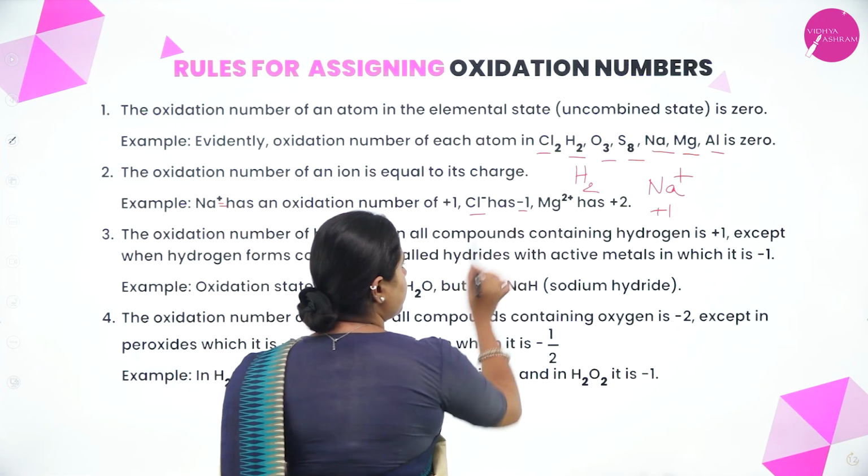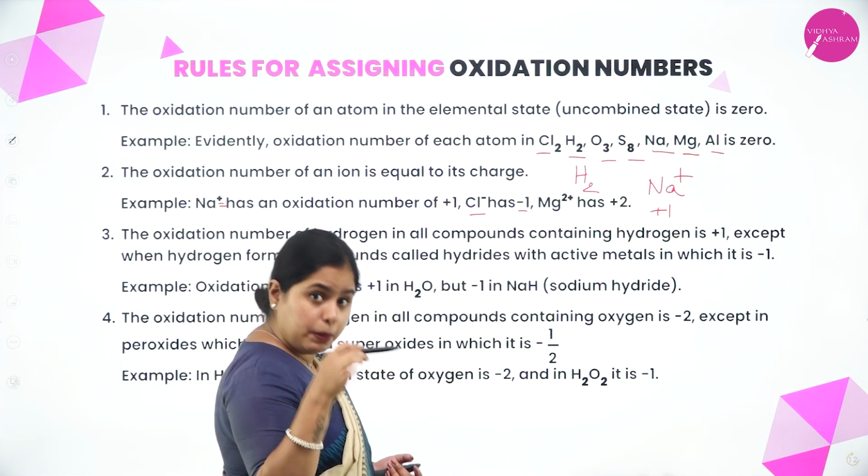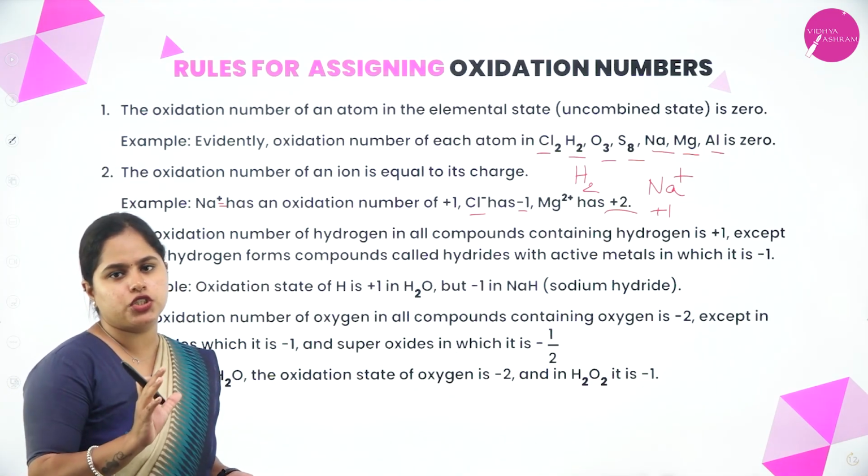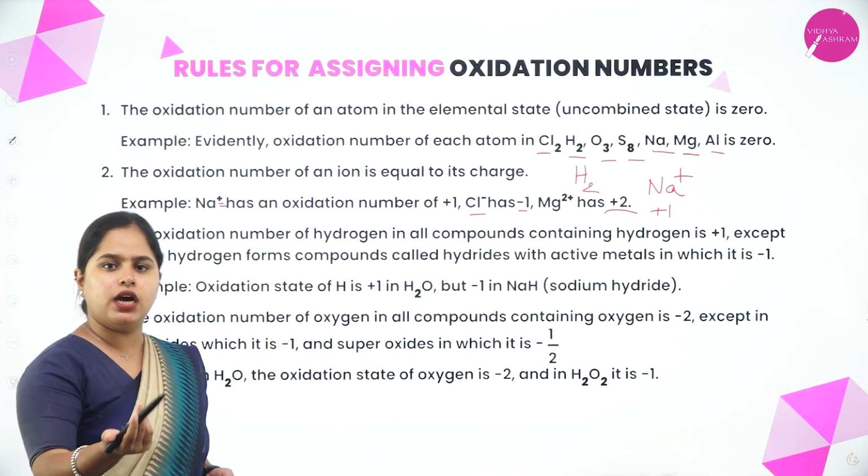For Cl- it will be -1. For Mg2+, it will be +2. Right, it will be +2. So in the case of ions, the oxidation number will be exactly equal to the charge on the ion.